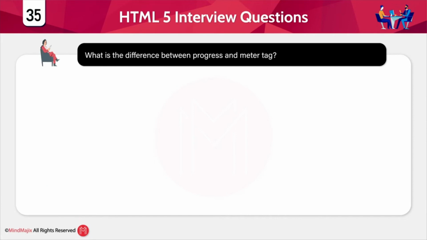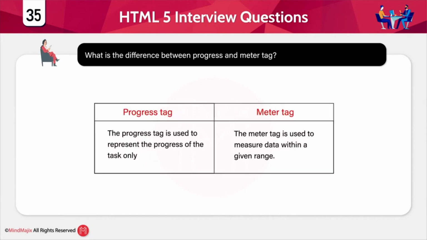What are the differences between the progress and meter tags? The progress tag is used to represent the progress of a task, while the meter tag is used to measure data within a given range.